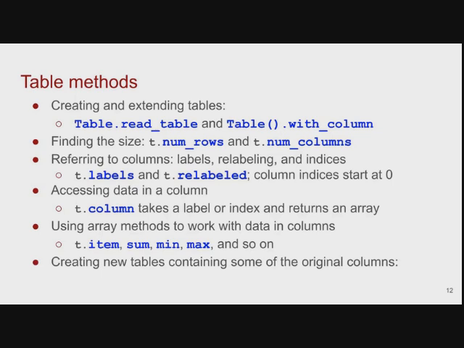If you also want to create a new table containing some of the original columns, you can do T dot select. If I want multiple columns, I just put all of them in quotes with commas separating them. I can also drop certain columns I don't want to work with anymore, and we have seen that in the lab as well.